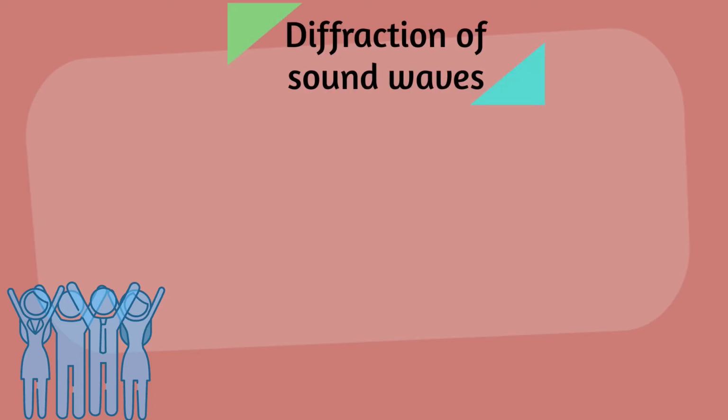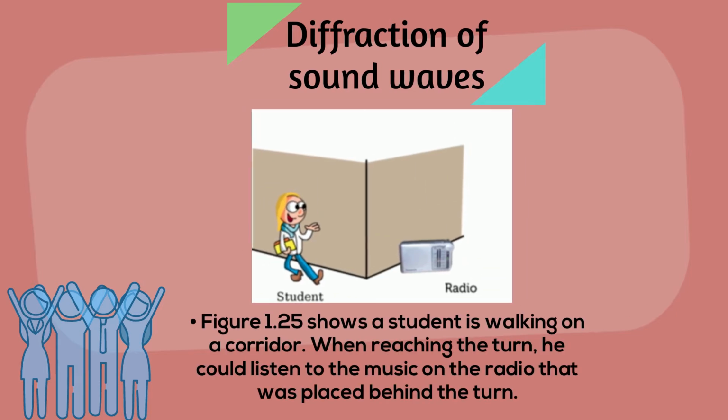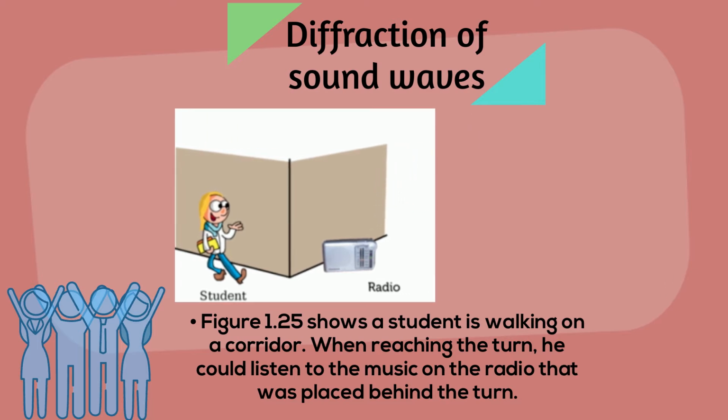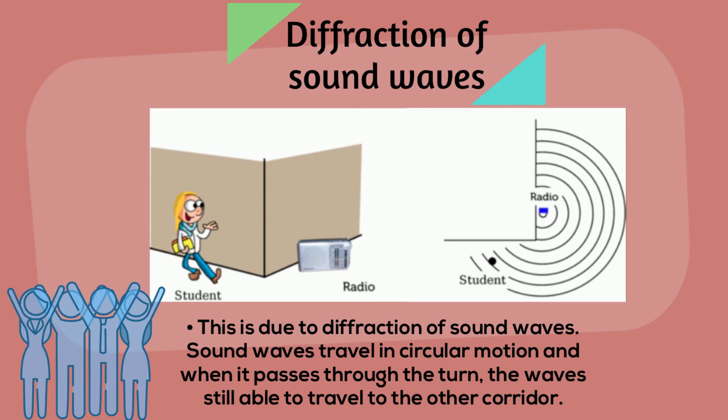Diffraction of sound waves. Figure 1.25 shows a student walking around a corridor. When reaching the turn, he could listen to the music on the radio that was placed behind the turn. This is due to the diffraction of sound waves. Sound waves travel in a circular motion, and when passing through a turn, the wave can still travel to the other corridor.